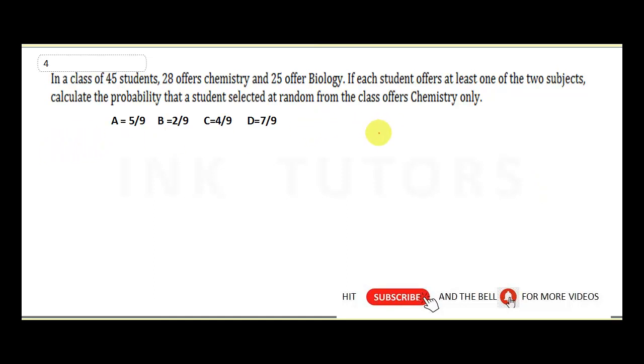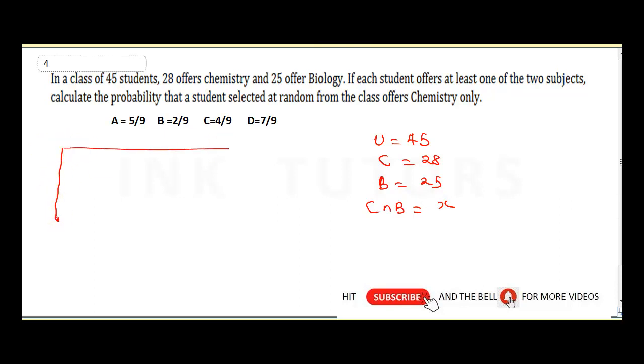Remember, it says U is 45. That's the total number of students. Chemistry is 28. Biology is 25. Chemistry intersection biology, if each student offers at least one subject, we don't know that. Let's call that X. Now let's draw a Venn diagram to make it easier for us.